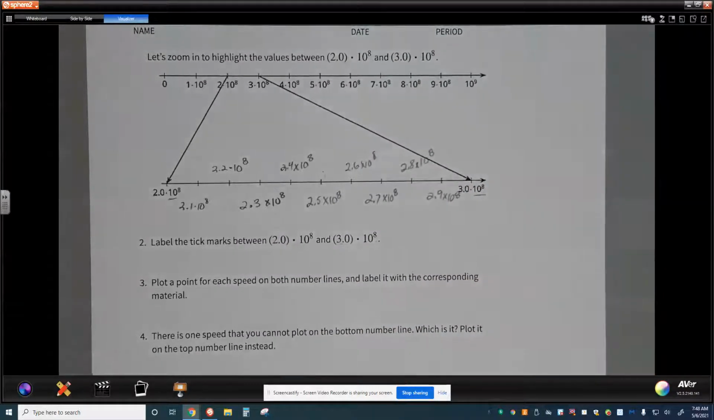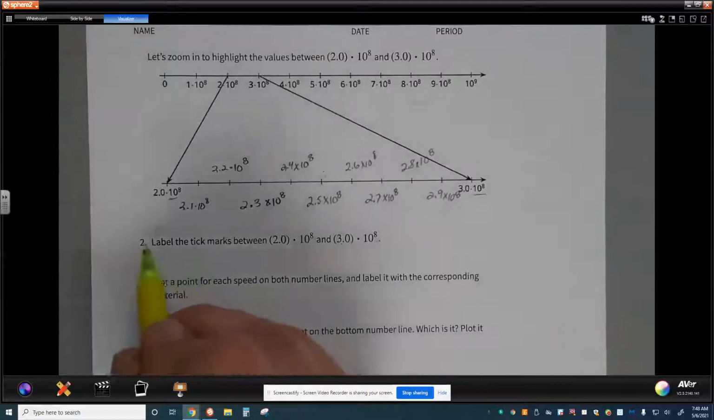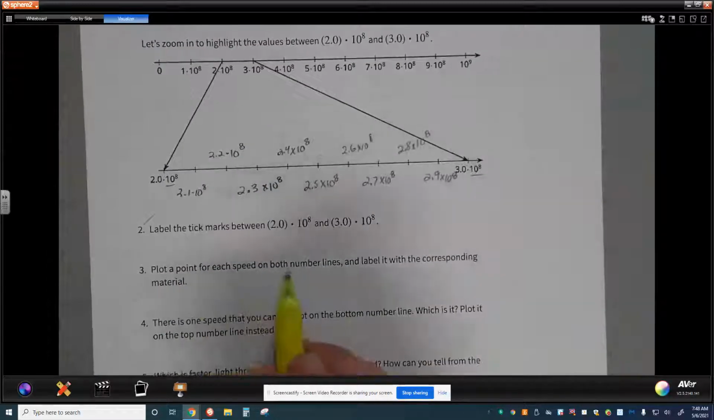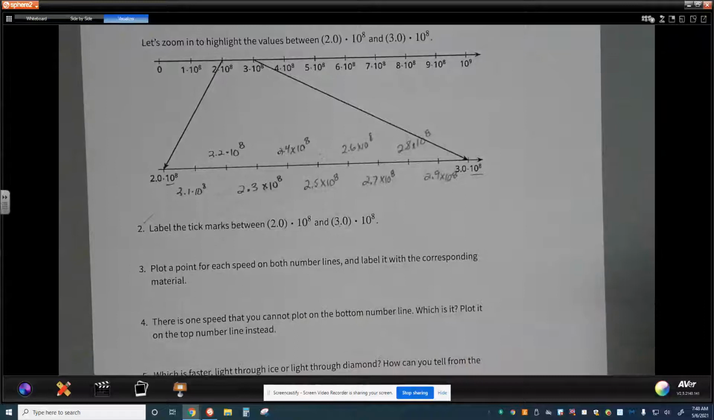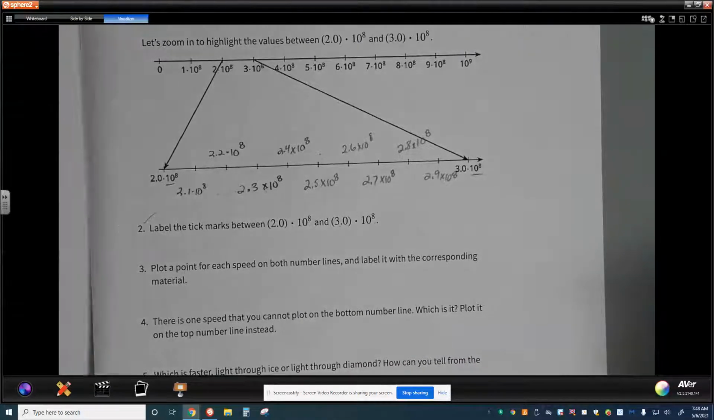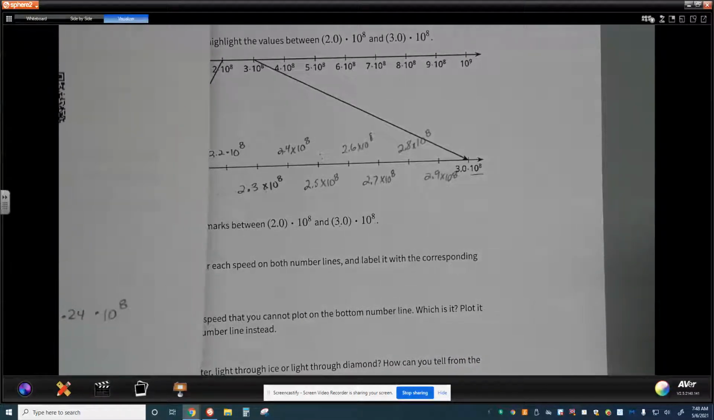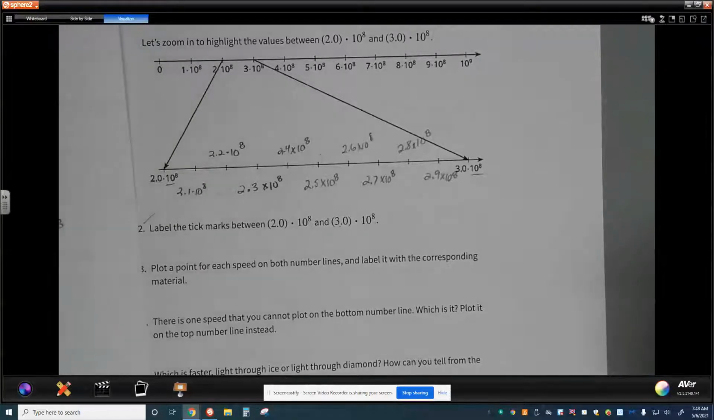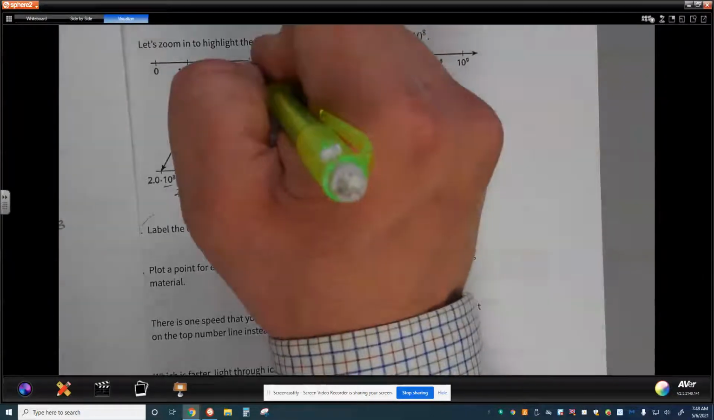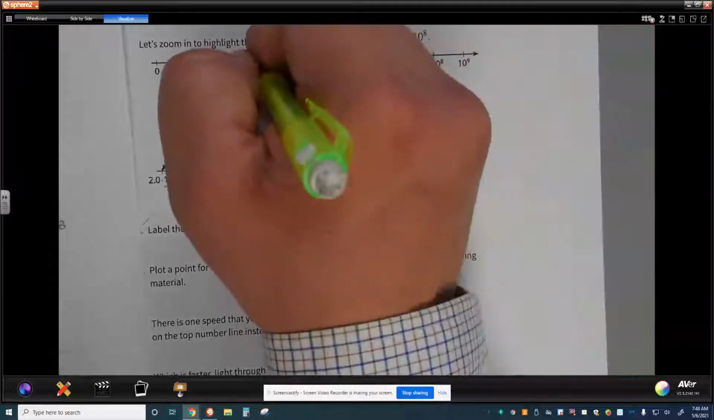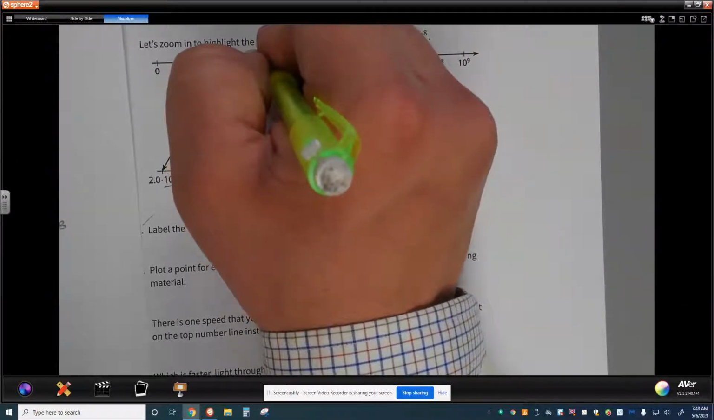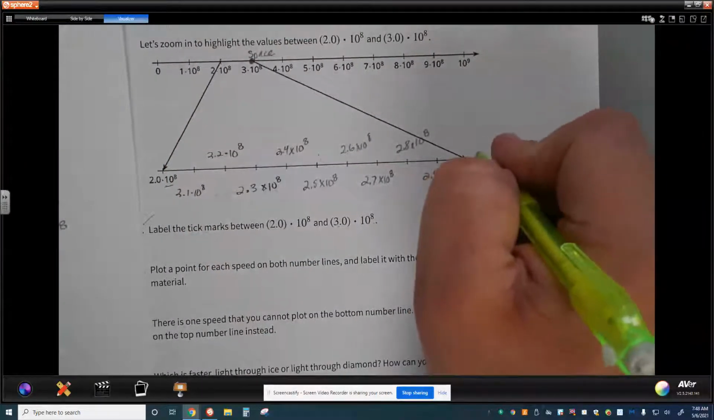All right, we see those values now in there. We've labeled our tick marks. This one's done. Plot a point for each speed on both number lines and label it with the corresponding material. So on both number lines, space was at 3 times 10 to the 8th power. So we have space here and here.